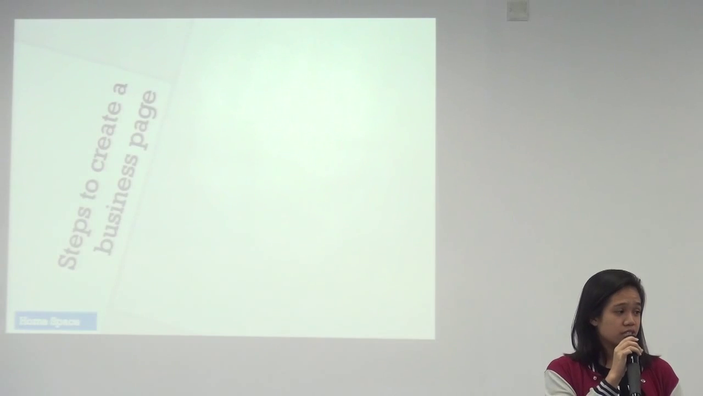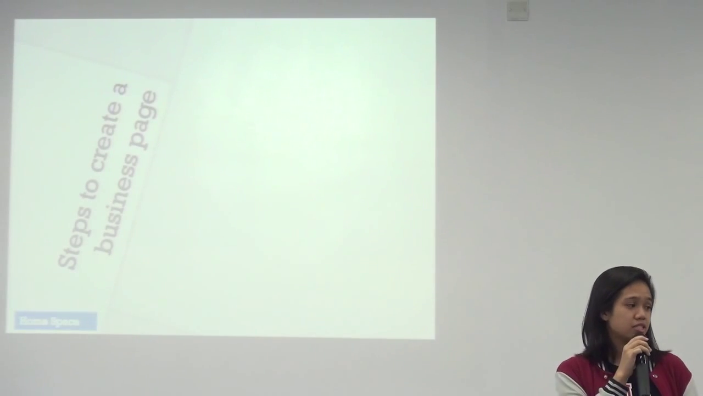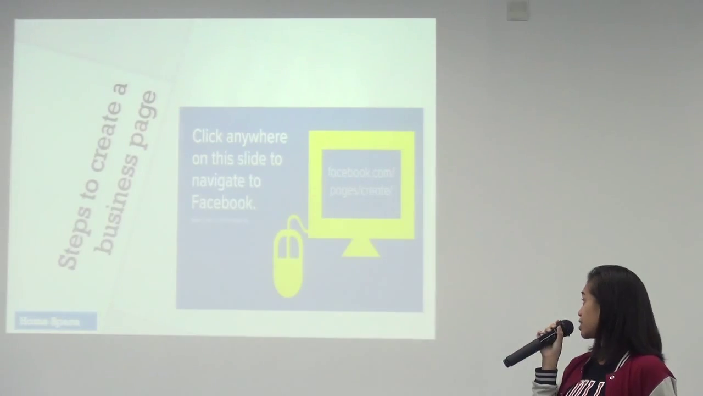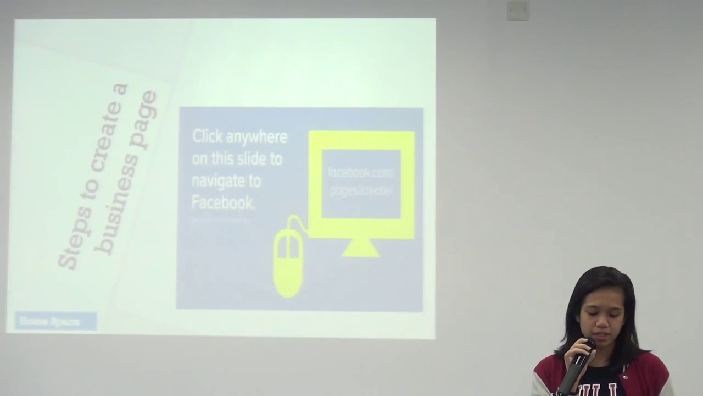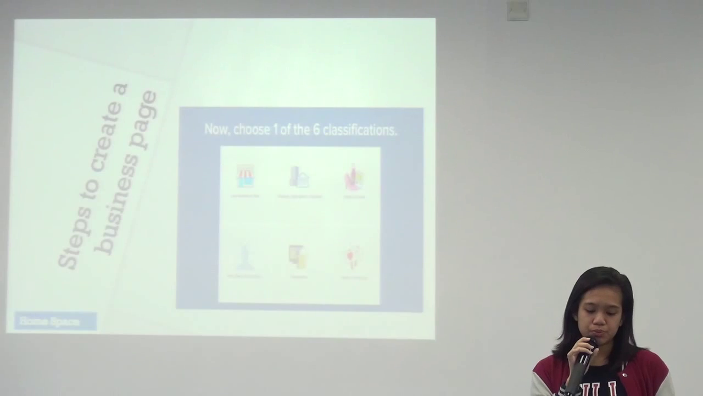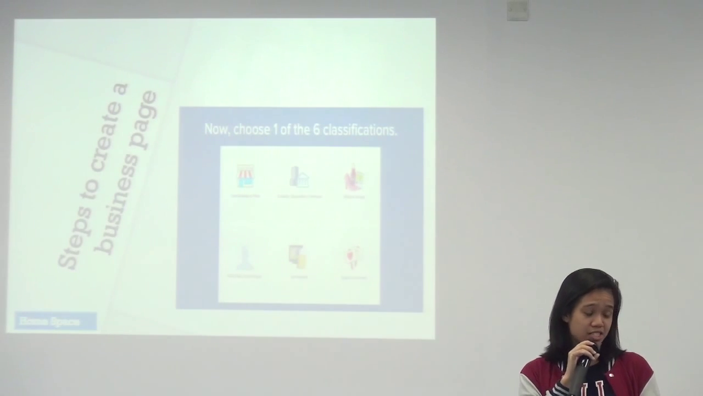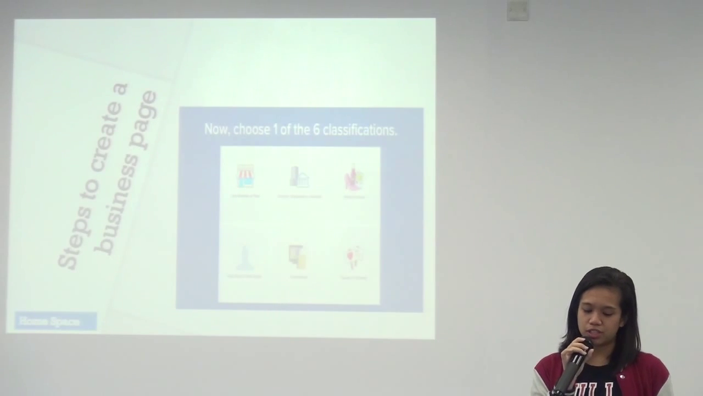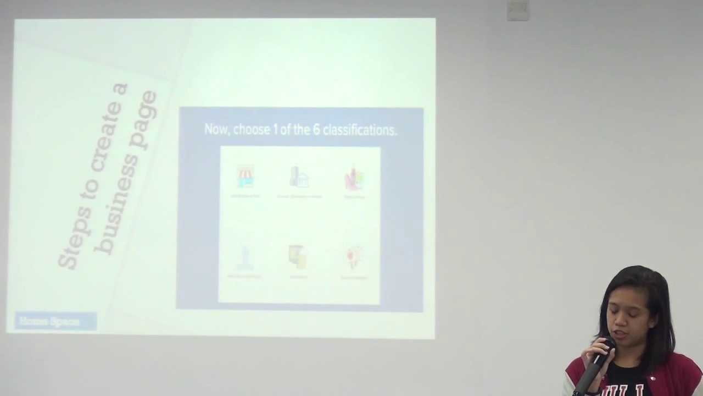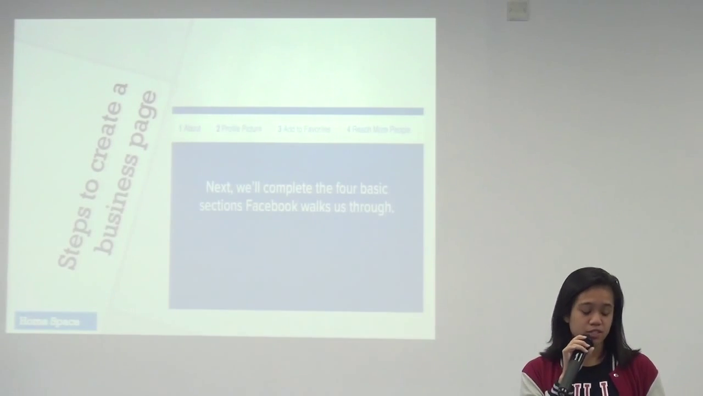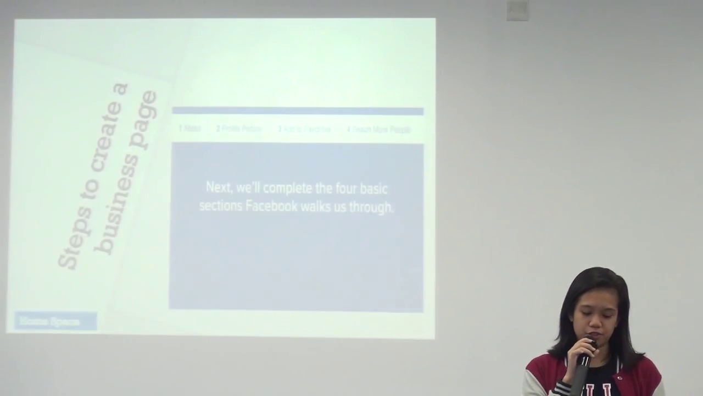Now I'm going to show you 6 easy steps on how to create a business page on Facebook. First is to directly go to this link. Then the link will bring you to the page that will ask you to choose from the 6 different classifications that will give you more relevant field for your desired page. Third step is to fill in the basic information of your page.